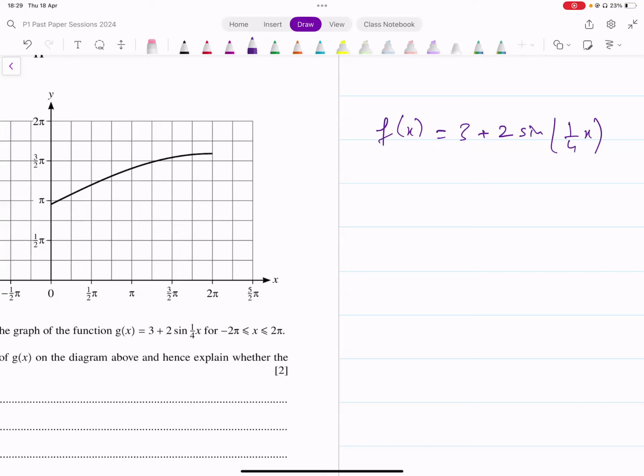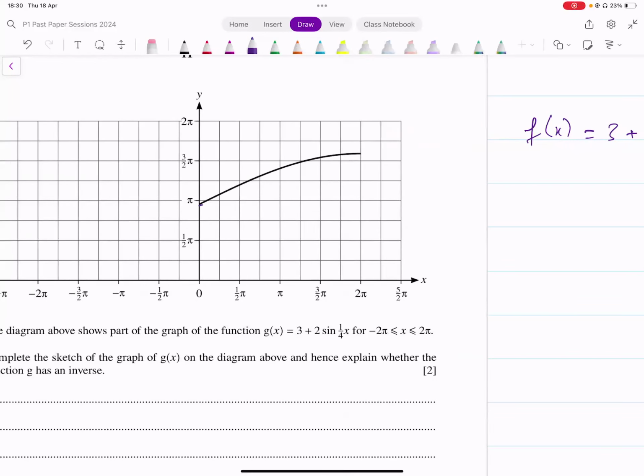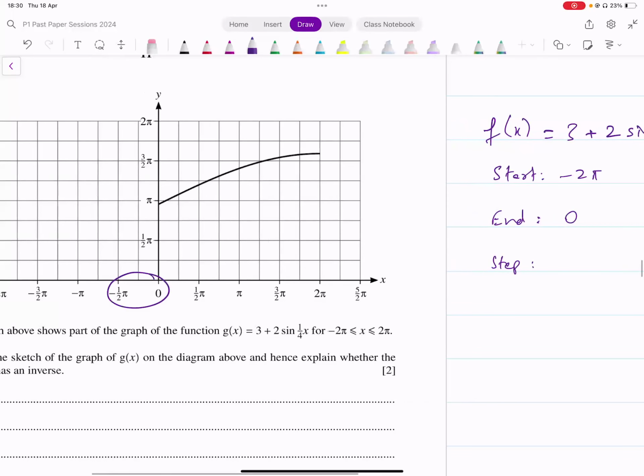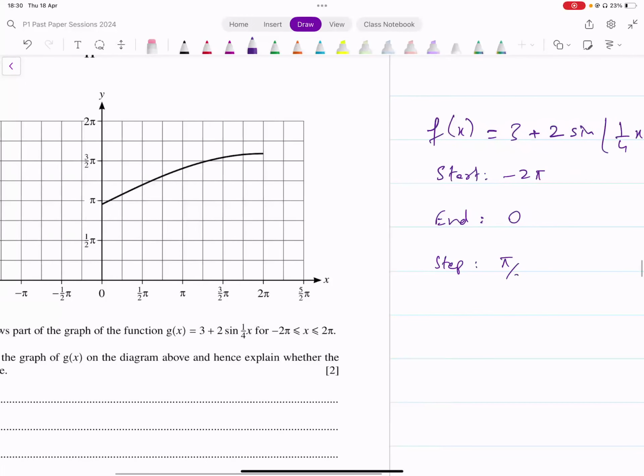Table. F of x equals 3 plus 2 sine of x over 4. That's what you input as f of x. Now, what's the starting value? The graph is already drawn from 0 to 2 pi, so you don't need to sketch that part. You only need to sketch the part from minus 2 pi to 0. So in start, you're going to input minus 2 pi in your calculator, and it should end at 0. And then your step, what is the gap between these values that you have? Pi over 2. So you can have a step of pi over 2. And you get some points on your calculator. So minus 2 pi.